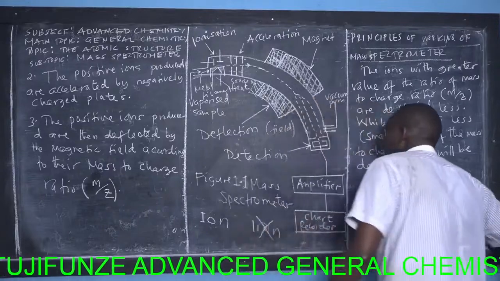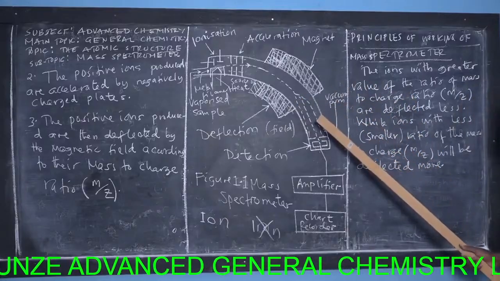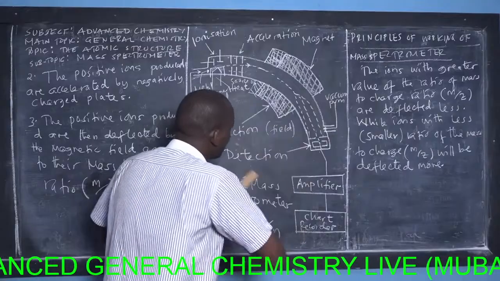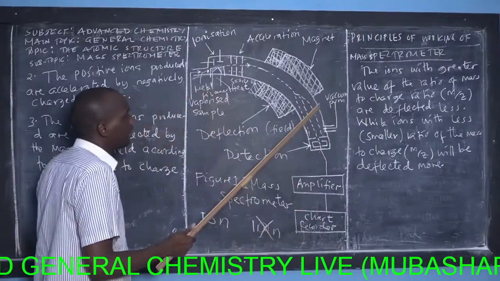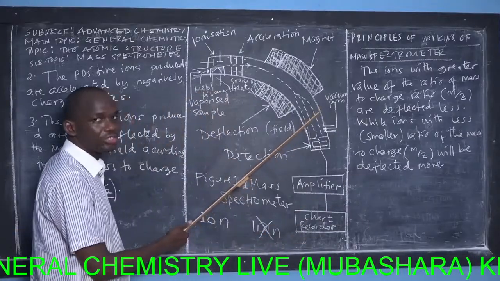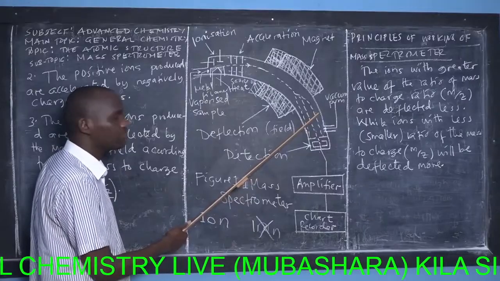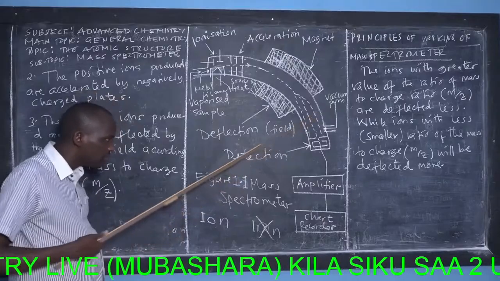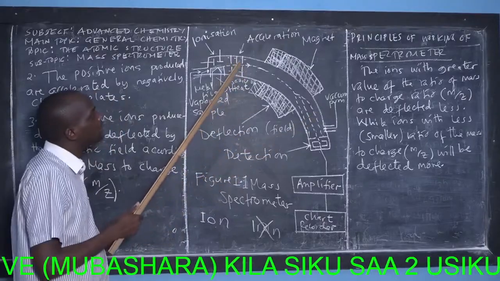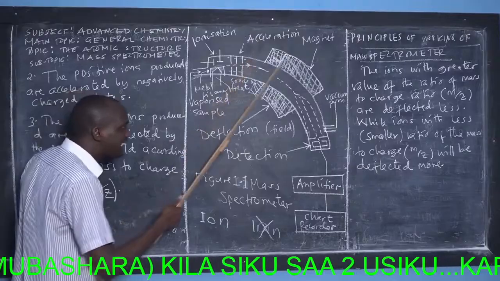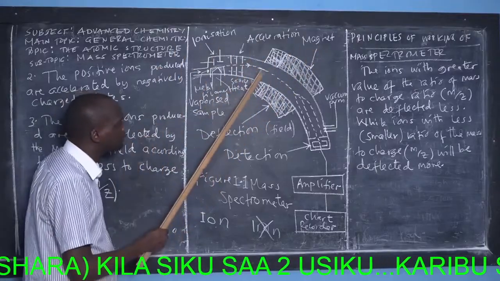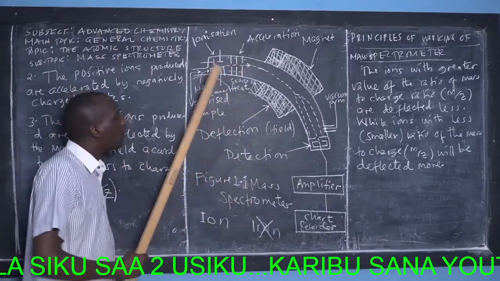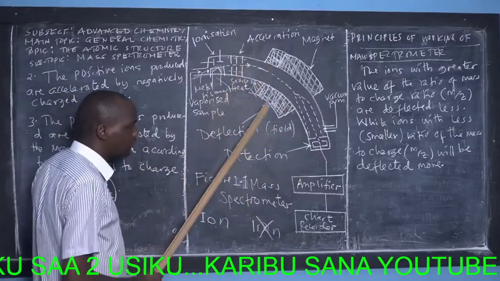So this is the demonstration of this sentence. At this point this ion has a large mass to charge ratio, so it is less deflected. Because if it were the one to be deflected more, it would be deflected this way. Remember that these ions are accelerating in a straight line, so it means that this magnetic field is the one changing the direction of movement of these ions.